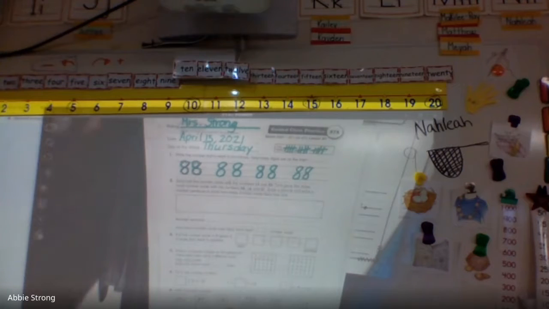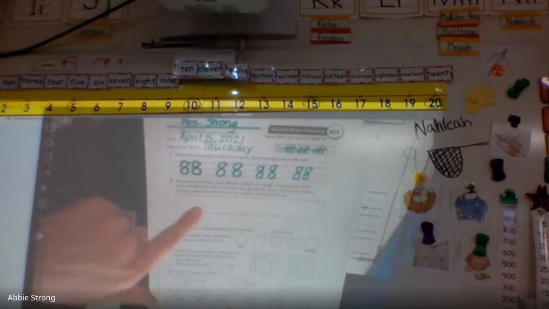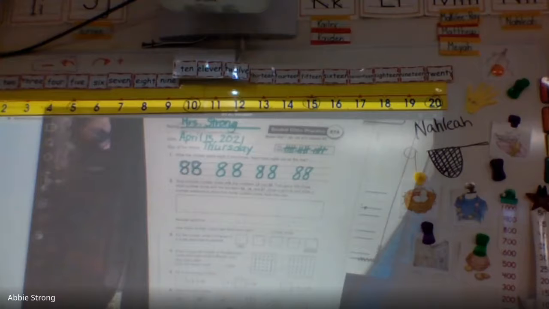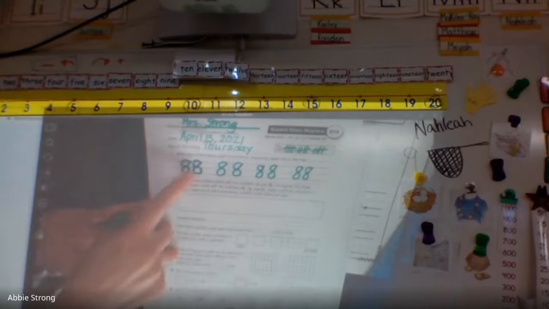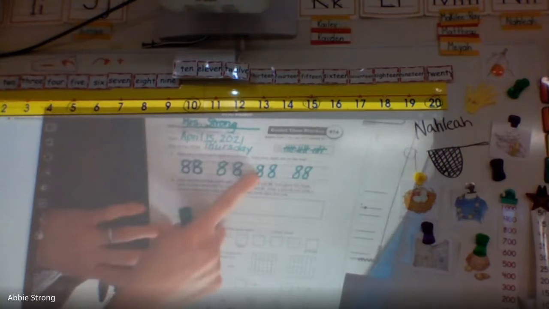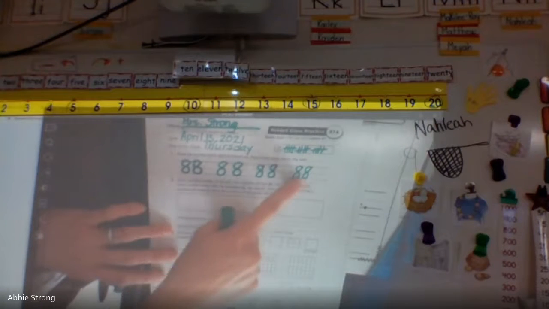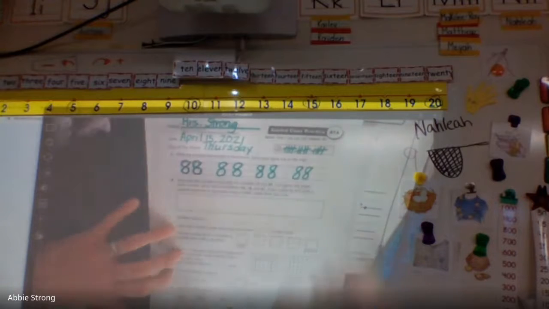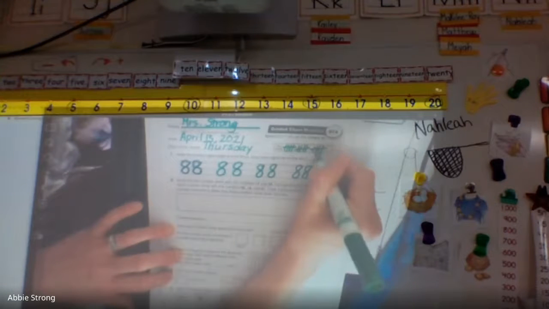How many digits are on the line? We're not saying how many times did you write 88. We're saying how many individual numbers did you write on that line? And tonight, count them. 1, 2, 3, 4, 5, 6, 7, 8. Good. So write another 8 on the line, please.